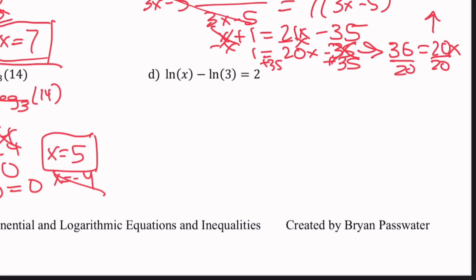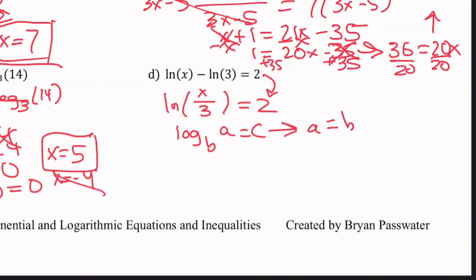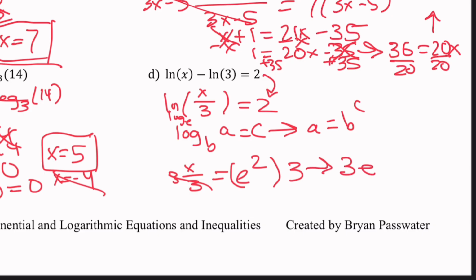We're subtracting, so we're dividing. But this one right here is not in log form, so we can't make it x over 3 is equal to 2, because this right here is not in log form. So we don't want to do that, but we can see it's in this form already. So we can change it to an exponential. x over 3 is equal to, this is log base e, so it's e to the power of 2. So we can solve for x. Basically 3e to the power of 2. So x is equal to 3e squared.